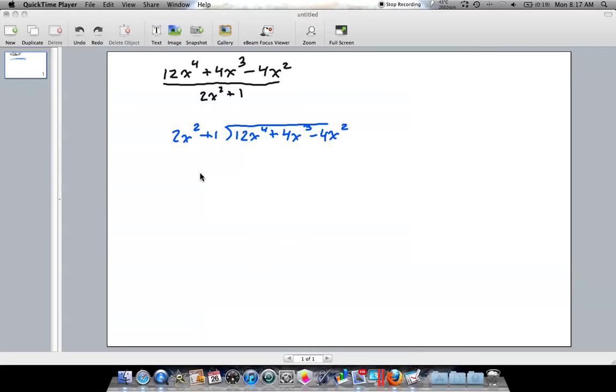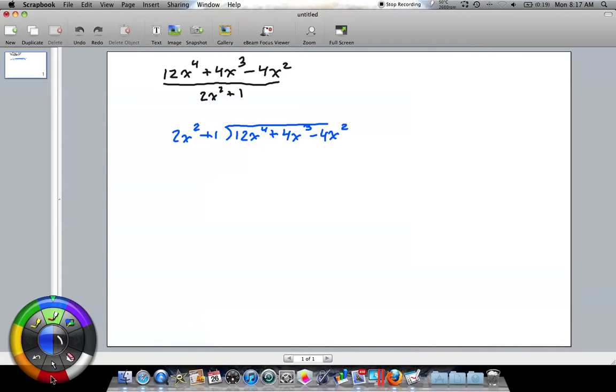Here's the setup, and I couldn't do it with a PDF like I did last time. It works really great for polynomials, but for long division, the formatting just isn't nice. So here we have your long division, and we're going to put 6x squared up here to give us the positive 12x to the fourth. But we have to distribute this. So we're going to get our 12x to the fourth here.